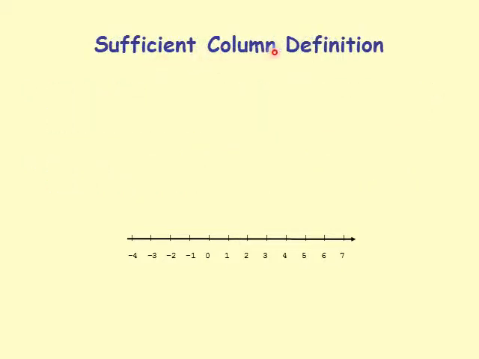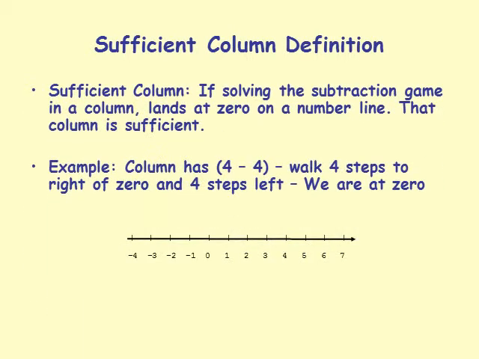Next type of column is a sufficient column. Let's see what that is. A sufficient column is one where, if solving the subtraction game in that column, you land at a 0 on a number line. That column is sufficient. Let's look at an example.